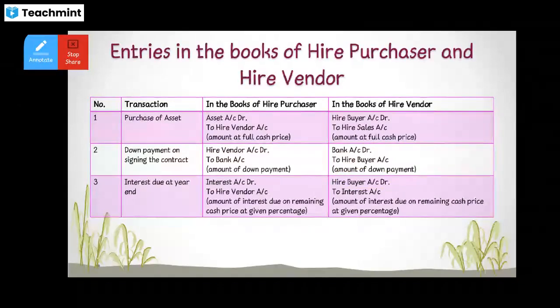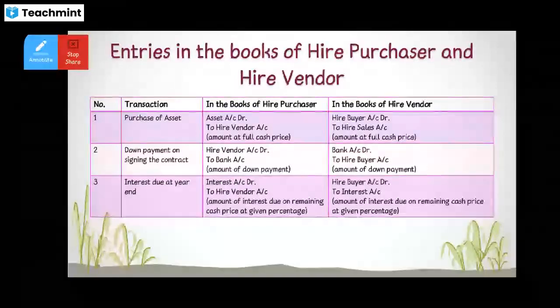Now this amount of interest will be calculated on the remaining cash price. Now, in the first year, what will be the remaining cash price? The total cash price is here. Out of that, some down payment you have made. Suppose full cash price is 5 lakh rupees and the down payment you have made is 50,000. Then the remaining amount will be 4 lakh 50,000 and you will calculate the interest on rupees 4 lakh 50,000. Do you understand this?